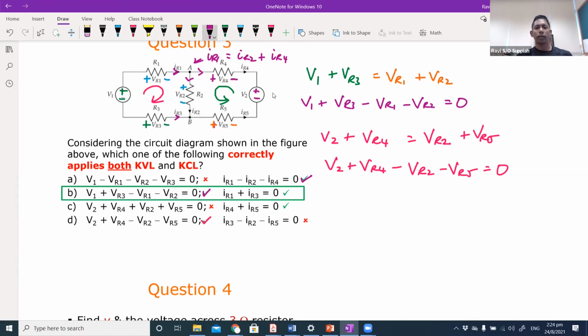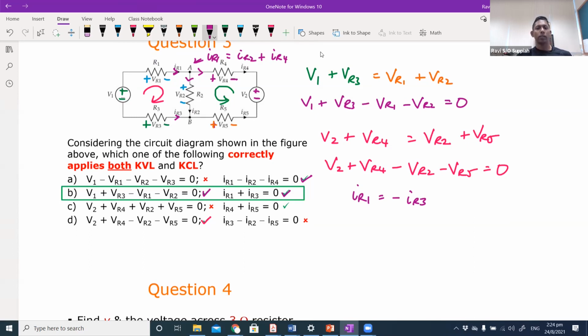Because of that, we can say that IR1 equals negative IR3. Either one is correct, so the other one is the opposite direction. So with that, you can say that this is also correct.